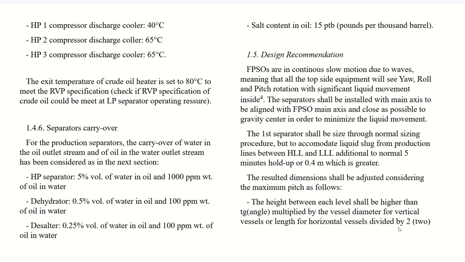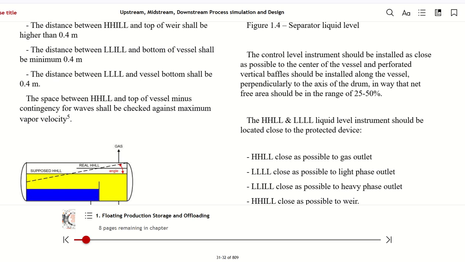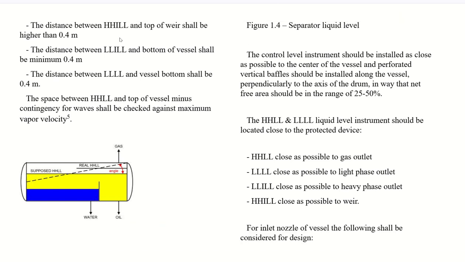Some of the fundamentals: you can see the salt content in the oil, 15 ppb. It talks about what the salt content is when the oil comes out from the desalter. Again, more on the high liquid level and distance between high and low level and vessel bottom. Typical values are given. Space between high level and top of vessel, minus contingency for the wave, shall be checked against the maximum vapor velocity. You can see these are some of the separator sizing criteria.